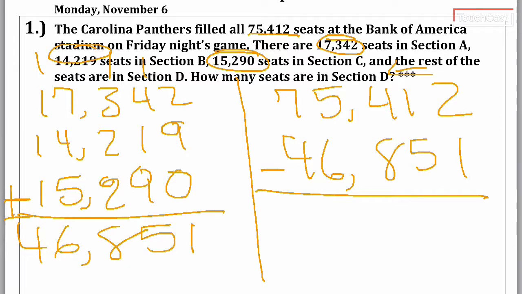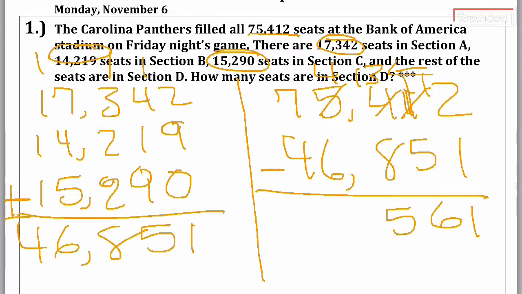So 2 minus 1, of course, is 1. Have to go ahead, make that 11 and borrow, make this a 3. 11 minus 5 is going to be 6. Have to borrow. Once again, make that a 4. 8 minus 3 is going to give me 5. I don't think about adding.